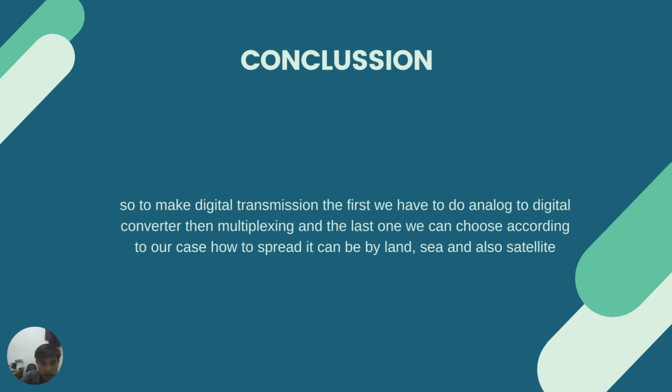And the next one is the conclusion. So the conclusion is, to make a digital transmission, first we have to do analog to digital conversion of the system that we want to transmit, and then multiplexing, as I previously explained. And then the last one is we can choose, according to our case, how to spread it, whether by land, by sea, or by satellite.